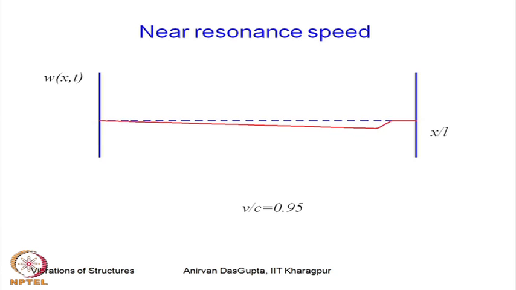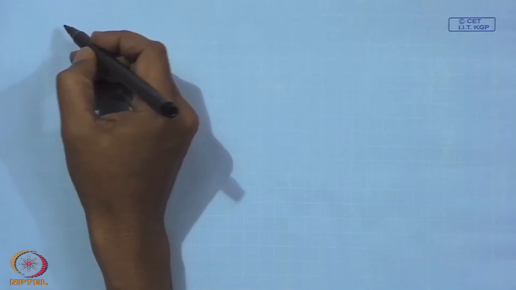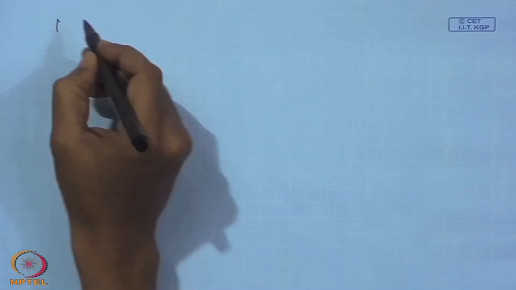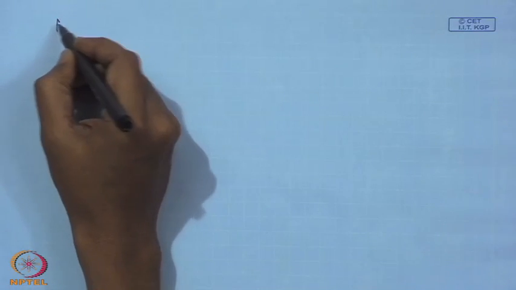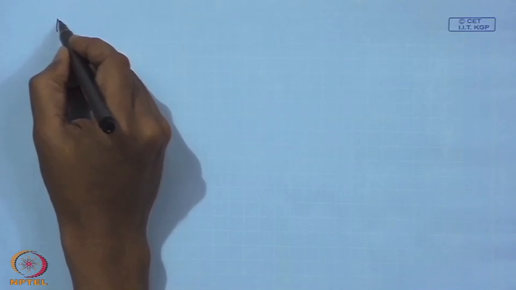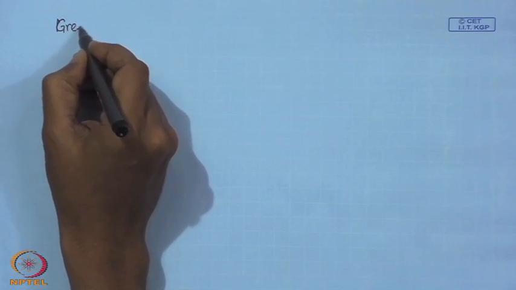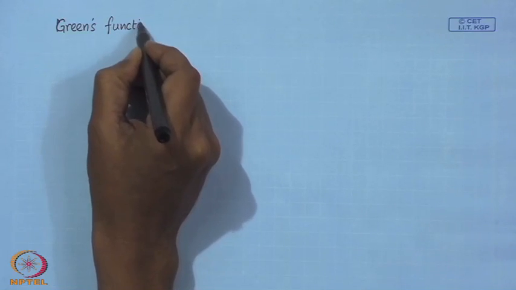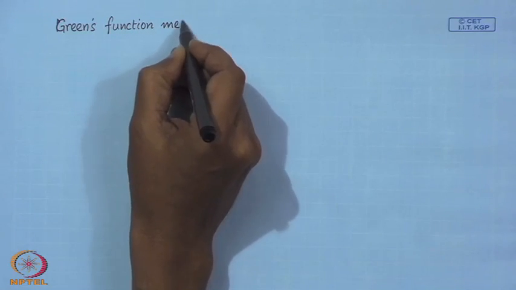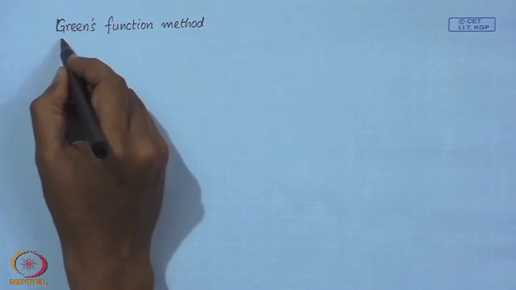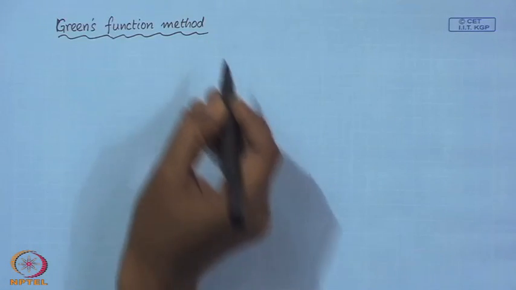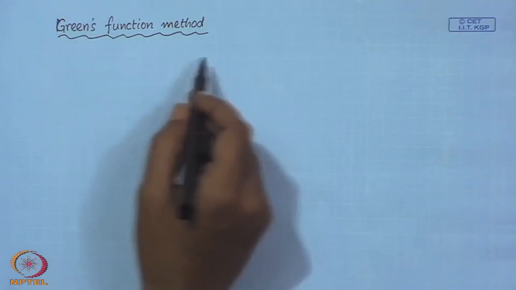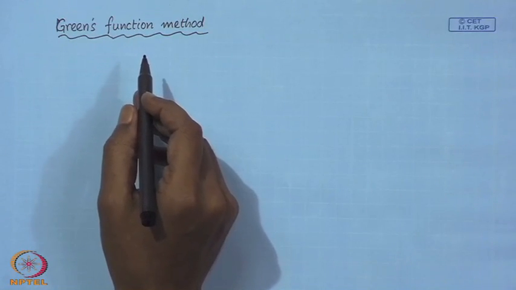Now, so we have looked at the modal expansion solution. There is another method which we are going to now look at briefly. We have already come across this Green's function method in our previous lecture.